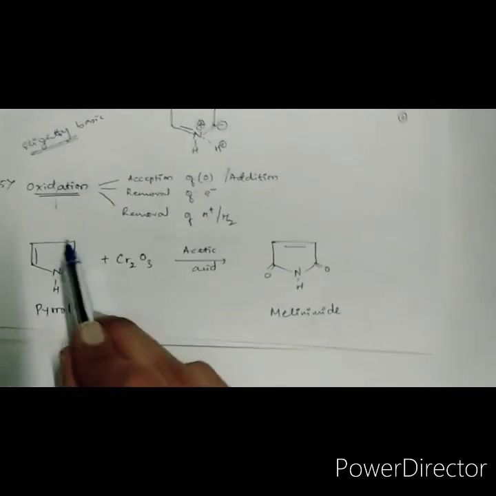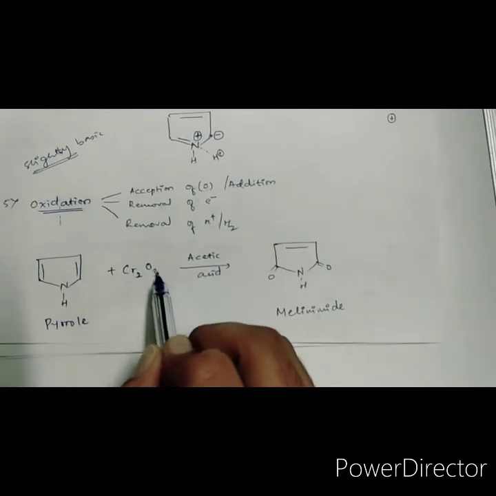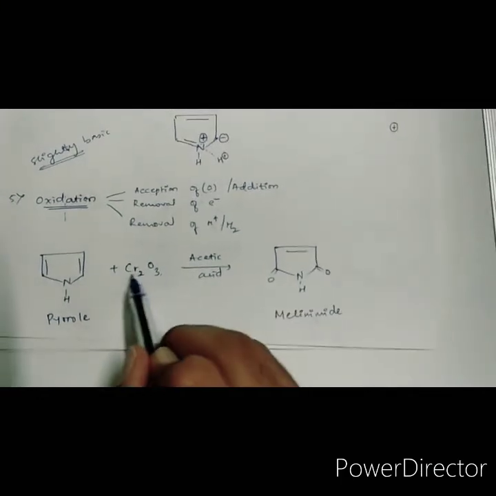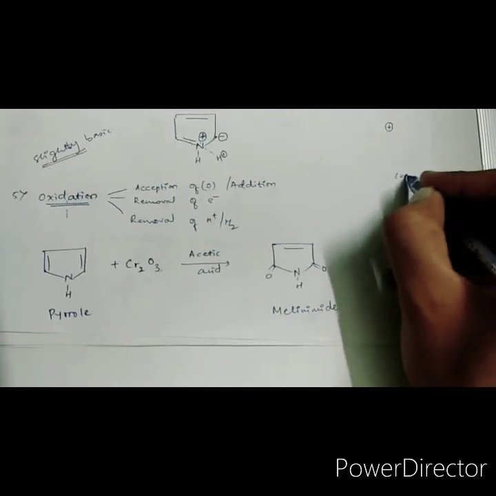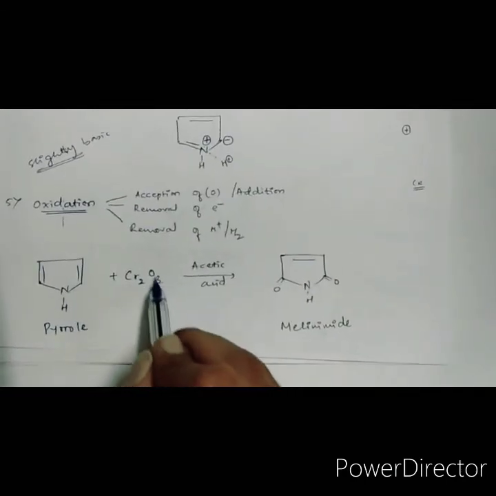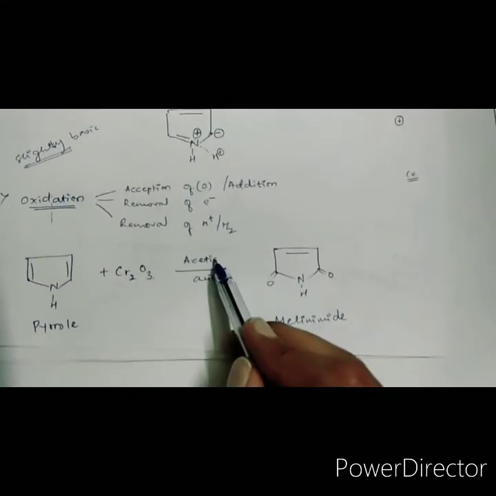So pyrrole undergoes oxidation in the presence of chromium trioxide. Chromium trioxide, selenium is Se, so this is chromium. So pyrrole reacts with chromium trioxide in the presence of acetic acid.